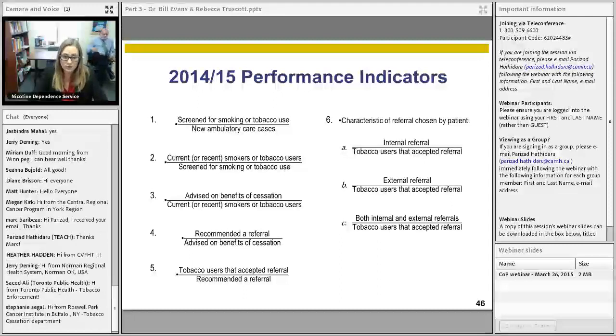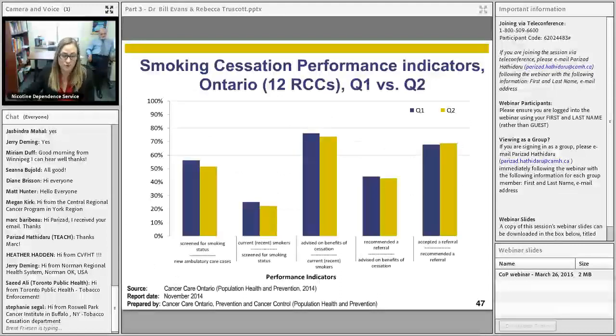And then we're also looking at those that are recommended for referral. So what's the proportion of cancer patients that are being recommended for cessation referrals? And we're also interested in whether or not that referral is in-house within the cancer center or with an external partner within the community.